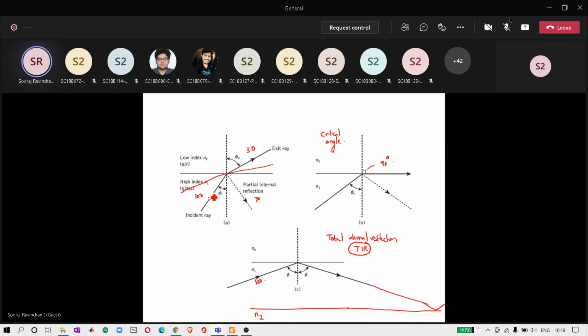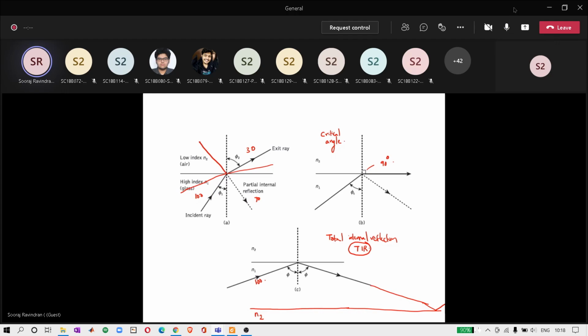But anyway, if you have an incident ray, in normal cases, if the refractive index is positive, then the refracted ray would be like this. But if you have a negative refractive index material, probably the ray would be going in this way.